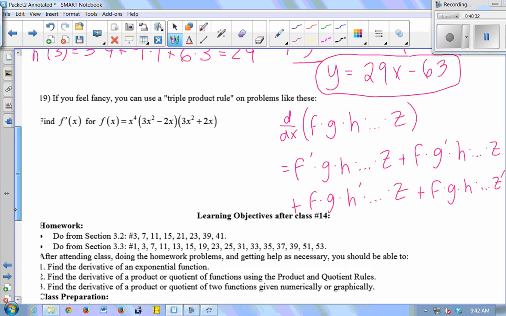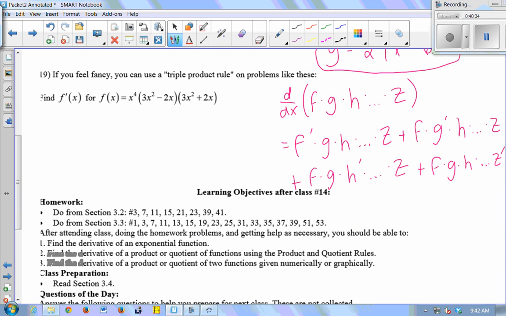So if I wanted to take the derivative of f of x here, I would take the derivative of the first, the x to the fourth, and I would get 4x cubed. Then I would just leave the other two alone. 3x squared minus 2x times 3x squared plus 2x.